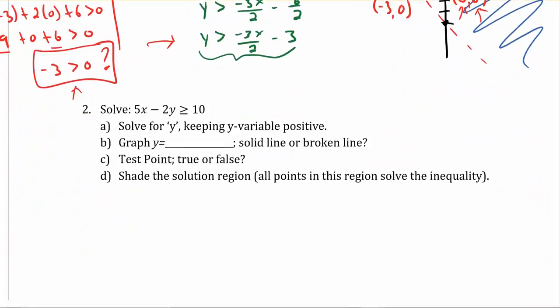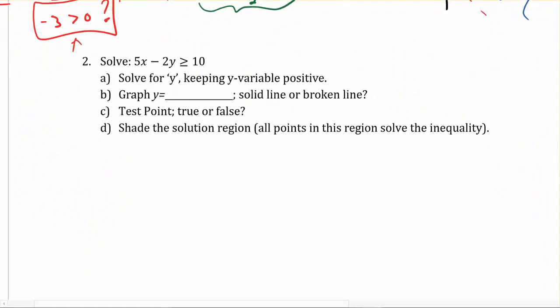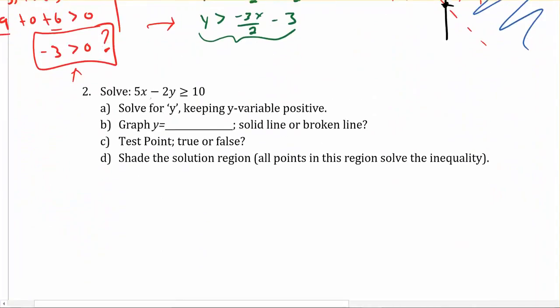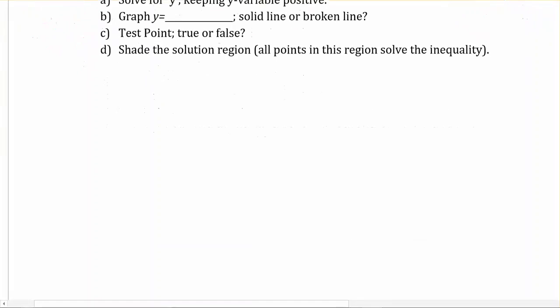So I'm going to let you guys go ahead and do number 2. I would just recommend moving the -2y over to the other side first. Don't move the x over this way. Move the y over first to keep the y positive. That's just going to make everything simpler. Okay, and then graph it, do a test point, and shade the solution or the area.